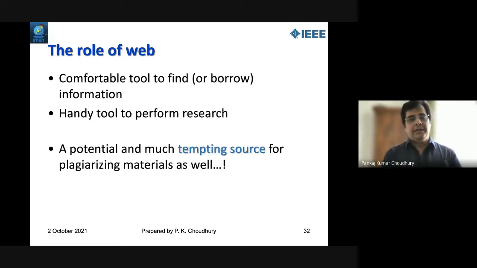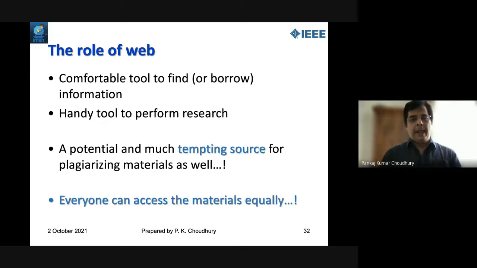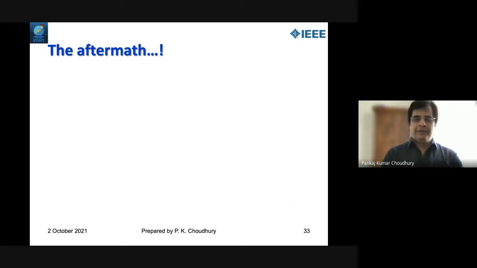Okay, it is a potential and very tempting source for plagiarizing materials, and everyone can access the materials equally. So it must be kept in mind that as easy as it is for you to find and copy information from the web, it is just as easy for others to acquire the same information from the web. So if you go for plagiarism deliberately, what is the aftermath then?